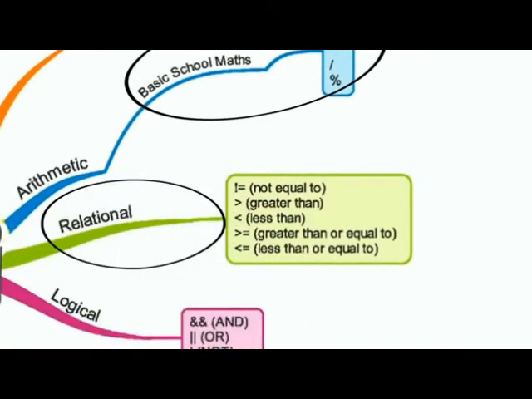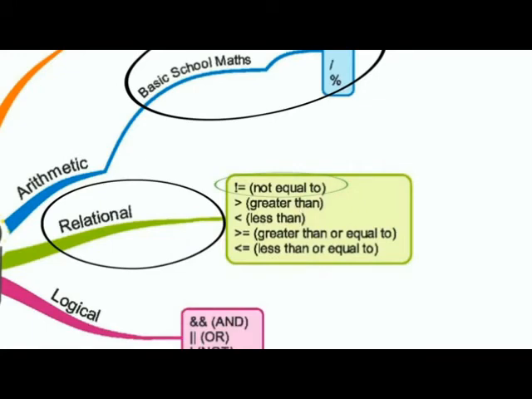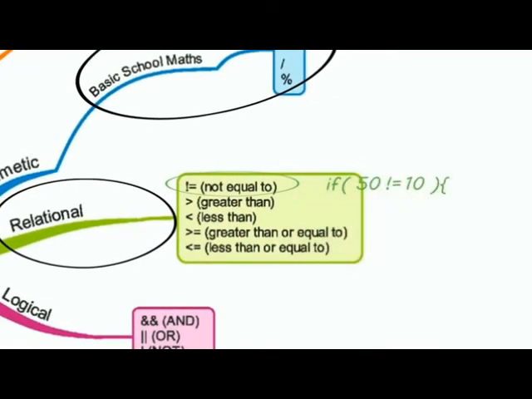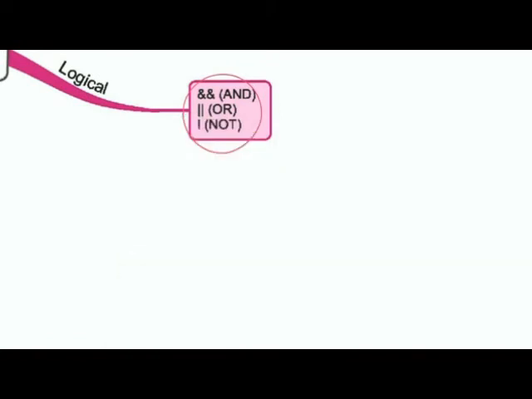We use this operator almost everywhere. For example, not equal is used to compare two operands. Suppose 50 is not equal to 10. It fulfills the criteria. Now the next one is the logical operator.